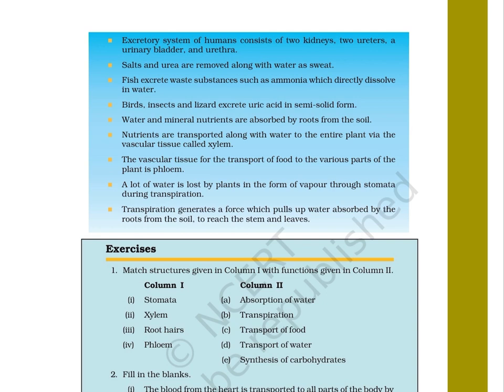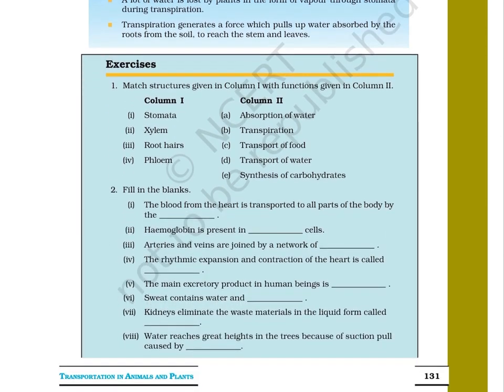Exercises. 1. Match structures given in column 1 with functions given in column 2. Column 1. 1. Stomata. 2. Xylem. 3. Root hairs. 4. Phloem. Column 2. A. Absorption of water. B. Transpiration. C. Transport of food. D. Transport of water. E. Synthesis of carbohydrates.